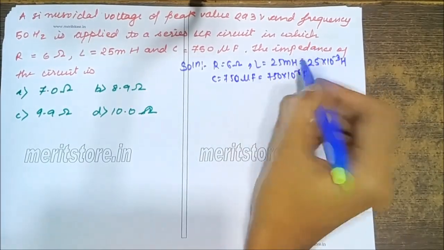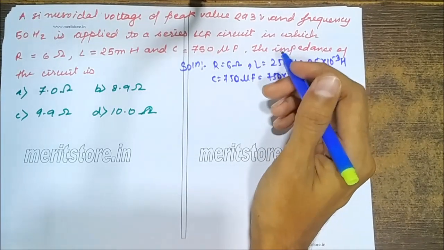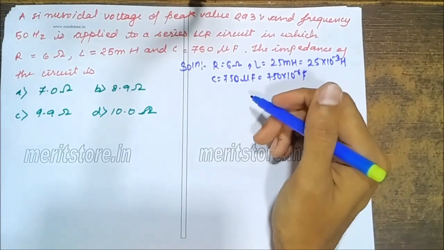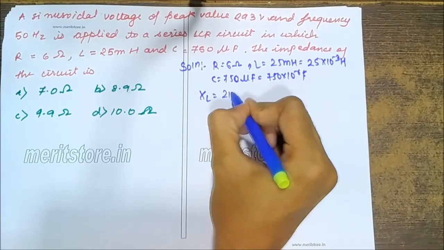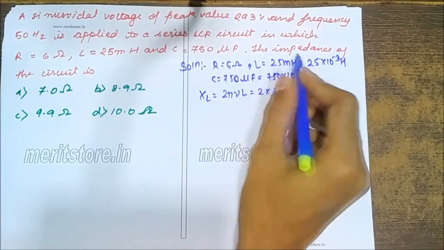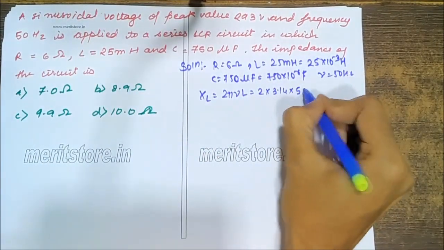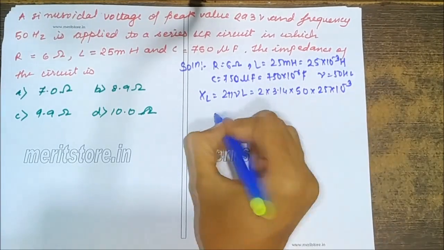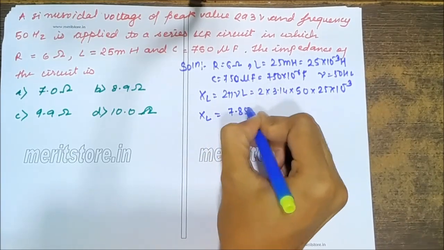Thus, the impedance of the circuit. In order to find the impedance of the circuit, we need to find the capacitive reactance and the inductive reactance. Firstly, we have the inductive reactance, which is nothing but 2 pi nu L. So we have 2 multiplied by 3.14 multiplied by the frequency, nu equals 50 hertz, multiplied by the inductance, that is 25 into 10 raised to minus 3. On solving this, we get the inductive reactance as 7.85 ohms.